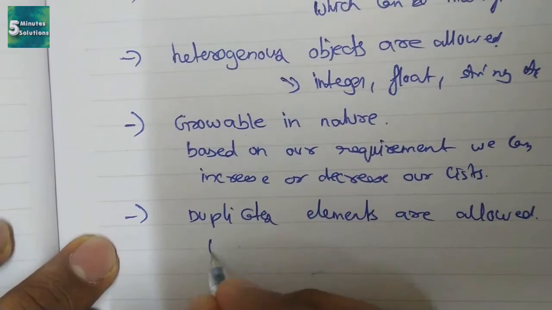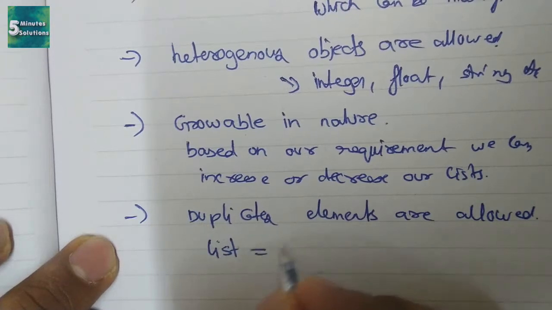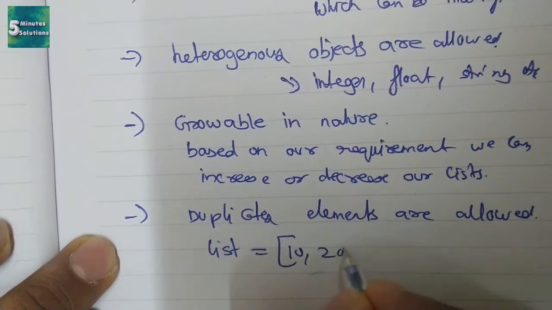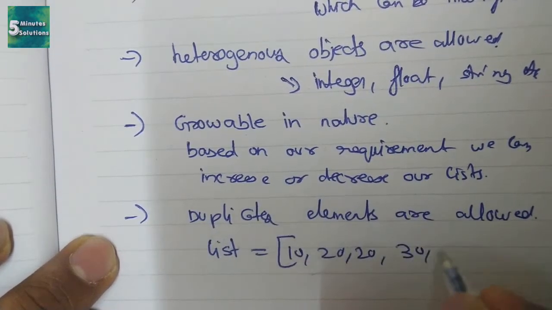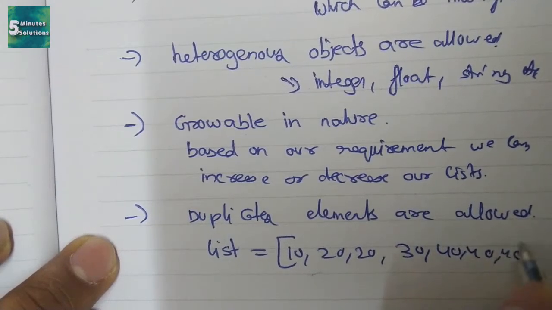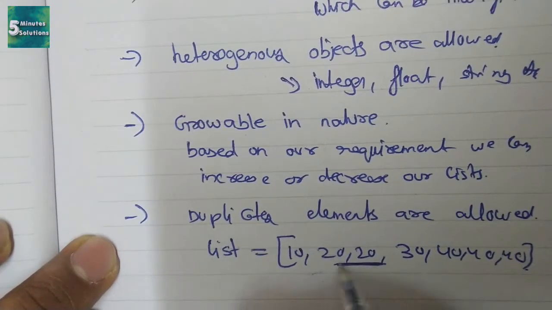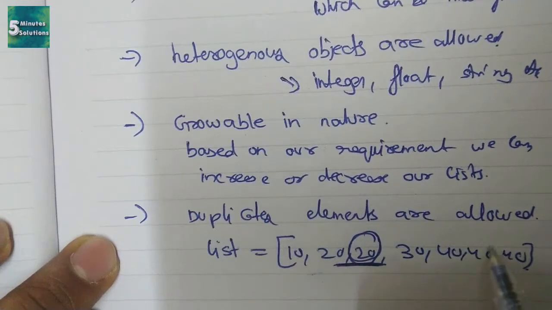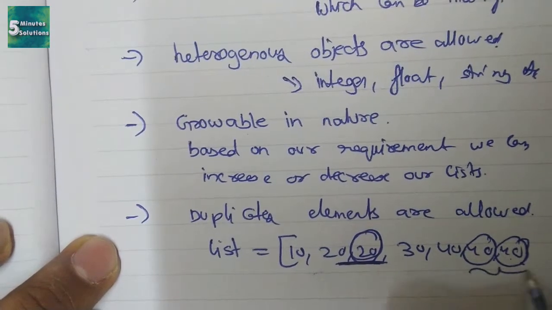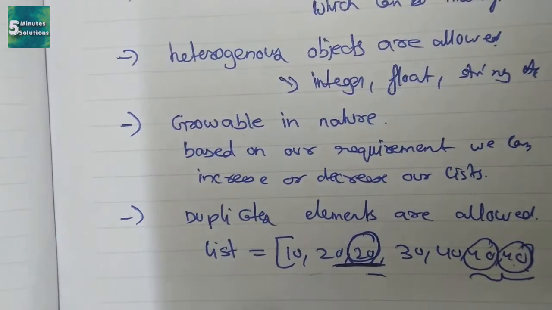For example, let's take list is equal to 10, 20, 20, 30, 40, 40, 40, like this. Here 20 is repeating twice and 40 is repeating 3 times. That means duplicate elements are allowed in a list.